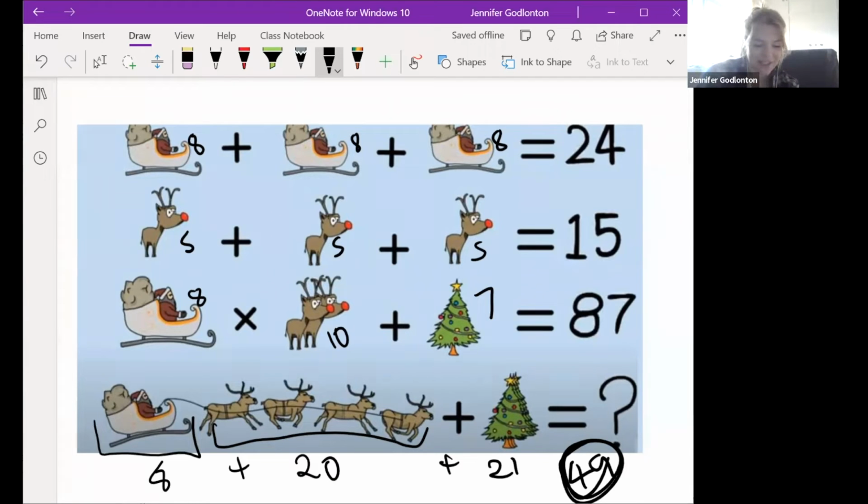Did anyone else manage to get 49, or is this point only going through to Princess today? Did anyone else get close? You can give yourselves half a point if you feel like you got halfway.